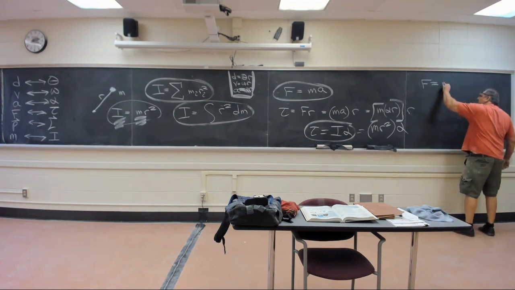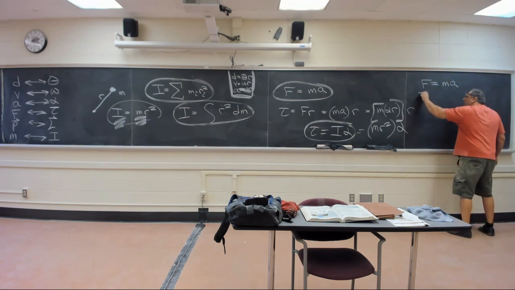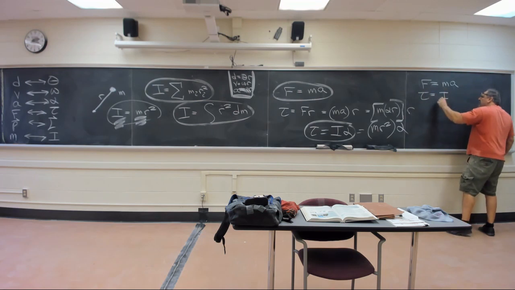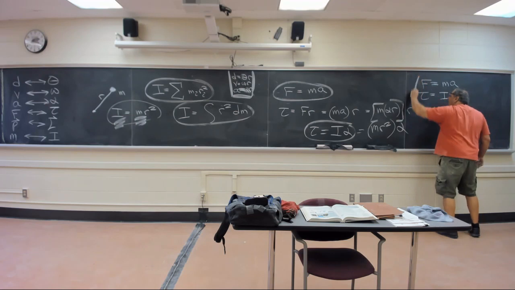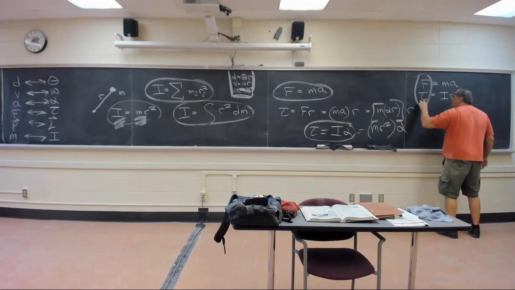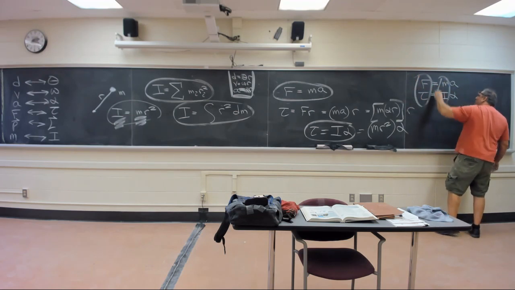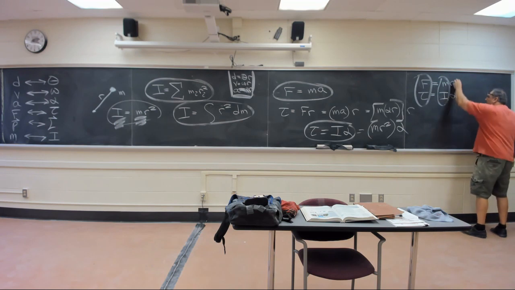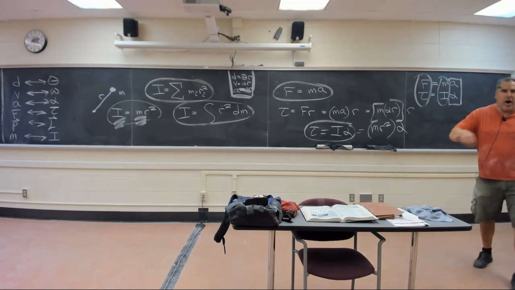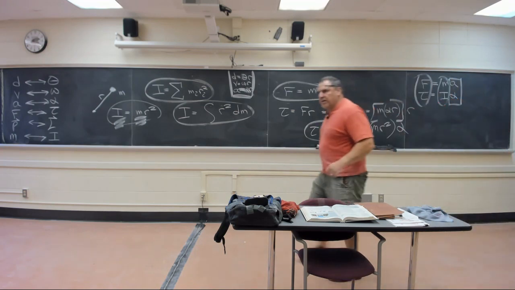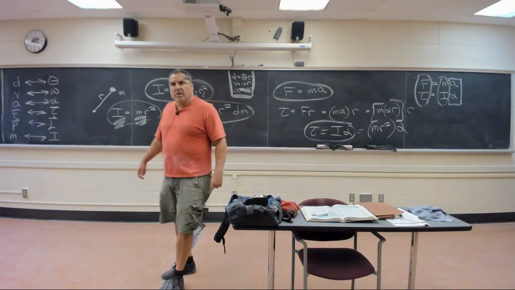Force equals mass times acceleration. Torque equals moment of inertia times angular acceleration. Wait a minute. Didn't I say that force and torque are analogous to each other? Mass and moment of inertia are analogous to each other. And linear acceleration and angular acceleration are analogous to each other, are similar to each other.